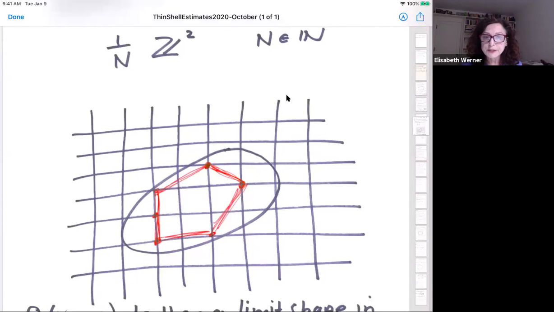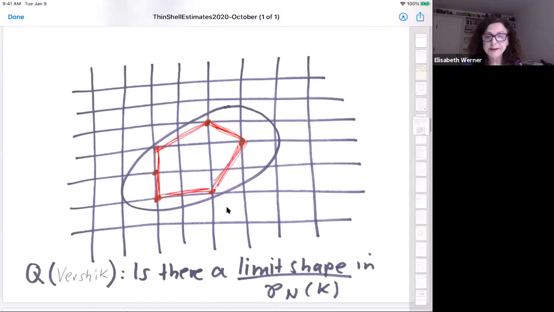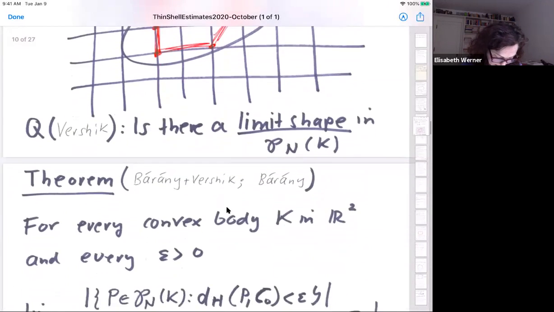Here is our lattice grid. Here is our convex body K in the plane. We'll pick points on the lattice inside the body K. We'll take the convex hull and we'll get a lattice polygon. Then there was a question by Werner, who asked, is there a limit shape amongst those convex polygons contained in K that are picked from the lattice? And what's meant by limit shape is explained in the theorem that I mention next.